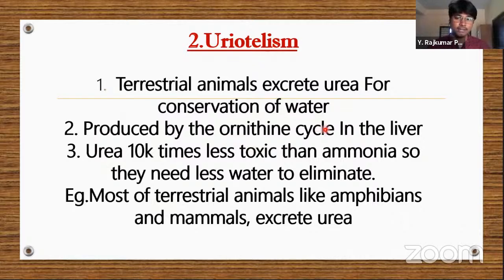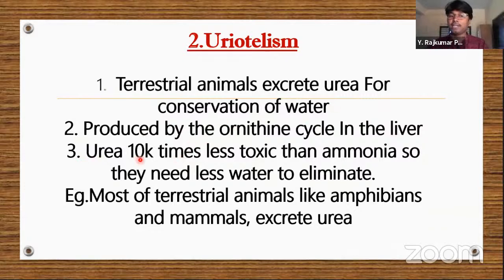The ornithine cycle is also called the urea cycle. In this ornithine cycle, harmful ammonia converts into urea. Ammonia is more toxic than urea. So this conversion of ammonia into urea is called the ornithine cycle, which takes place in the liver. Oxidative deamination also takes place in the liver, as we have just discussed.